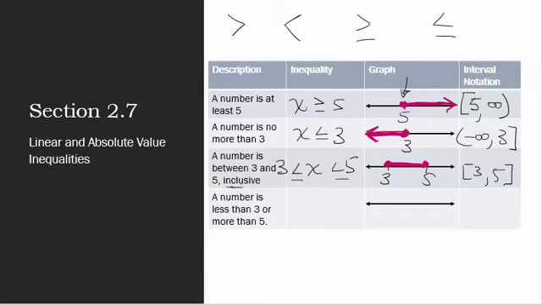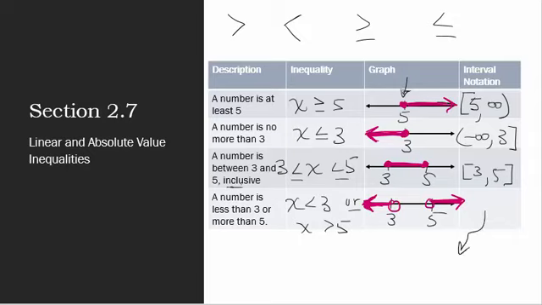Okay, and a number is less than 3 or more than 5. So x is less than 3 or x is greater than 5. So I draw a 3, a 5, and I'm going to shade these just in the correct directions. Less than 3 means shaded to the left of 3 and not shading 3 in. Greater than 5 is to the right of 5 and not shading 5 in.